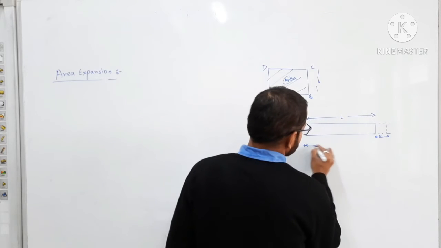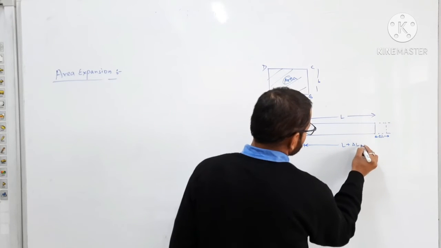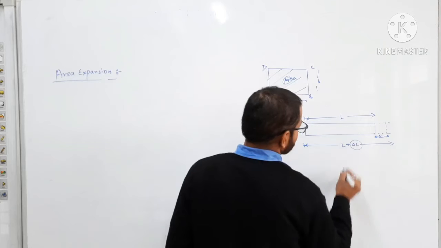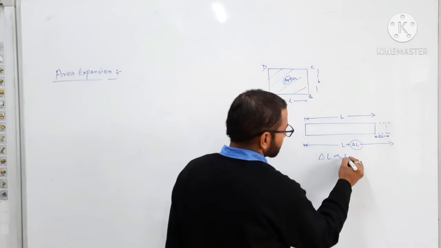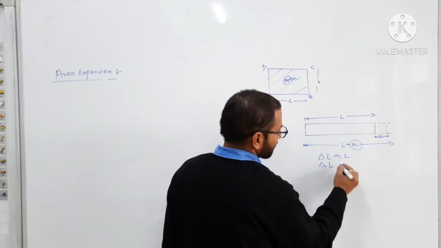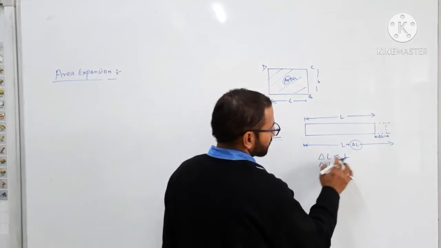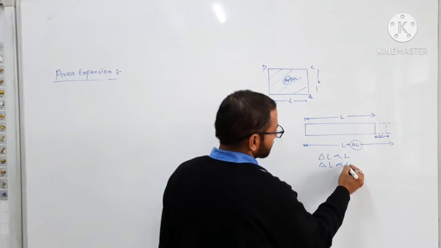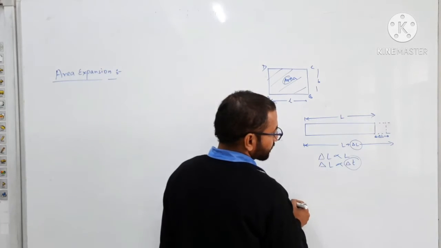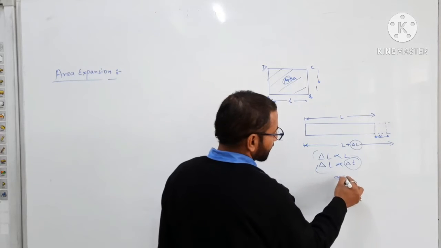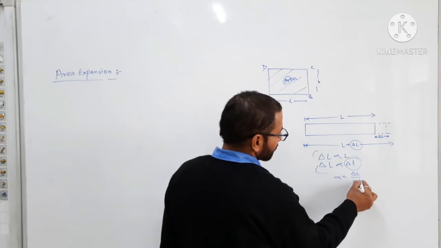The total length is L plus delta L on increasing the temperature. So here this expansion depends on temperature, as I have discussed: delta L is proportional to L, and delta L is proportional to the temperature change, and after that we will get the value of alpha, delta L over L delta T.